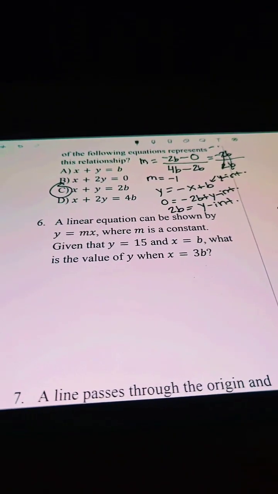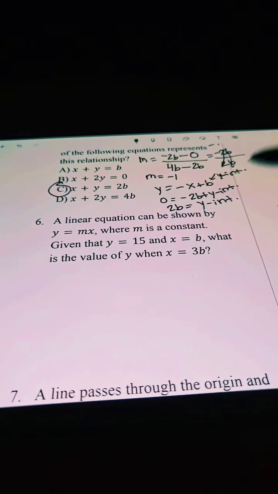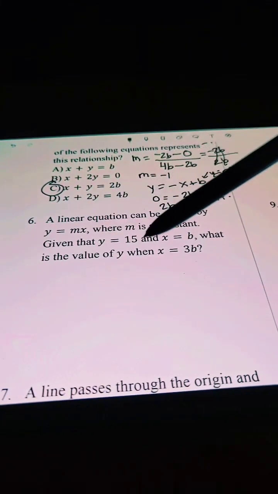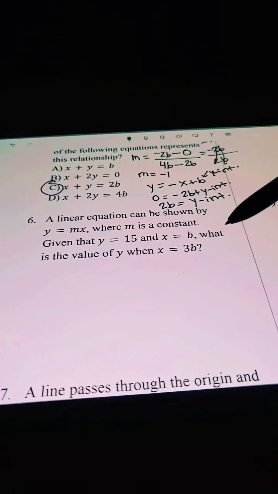So then let's go to number 6. A linear equation can be shown by y equals mx, where m is a constant, given that y is equal to 15 and x is equal to b.